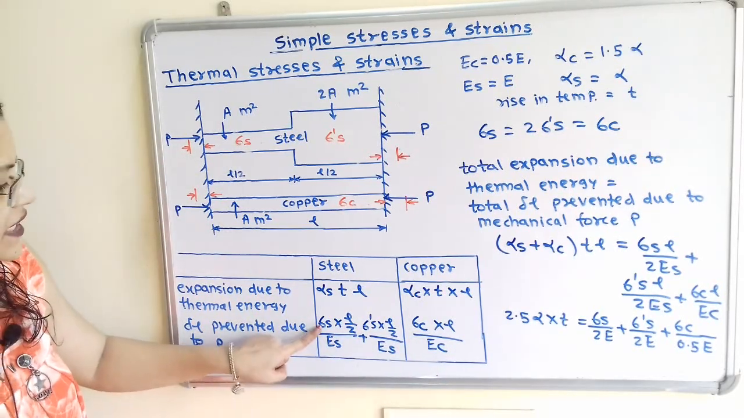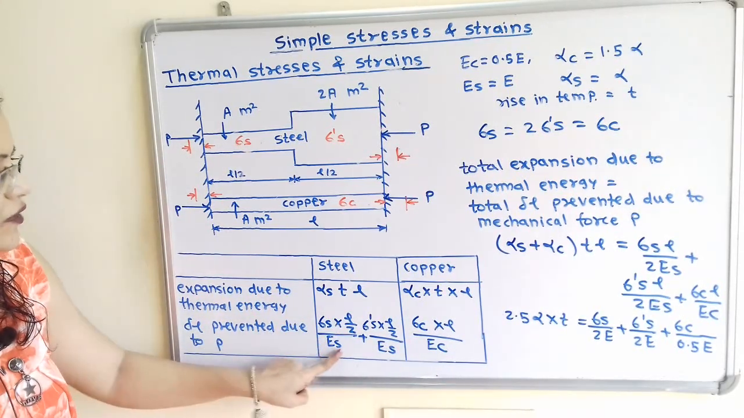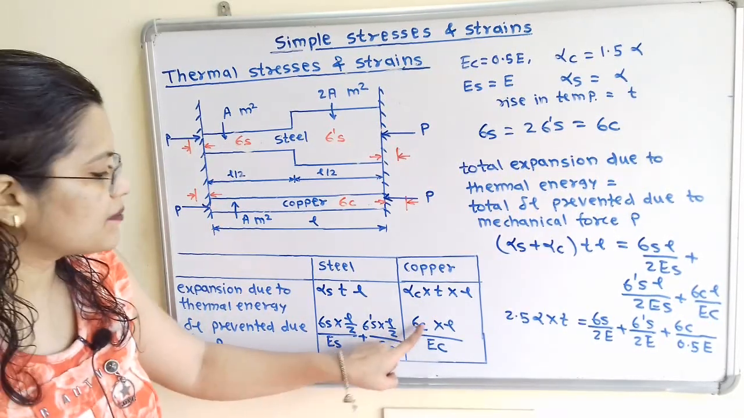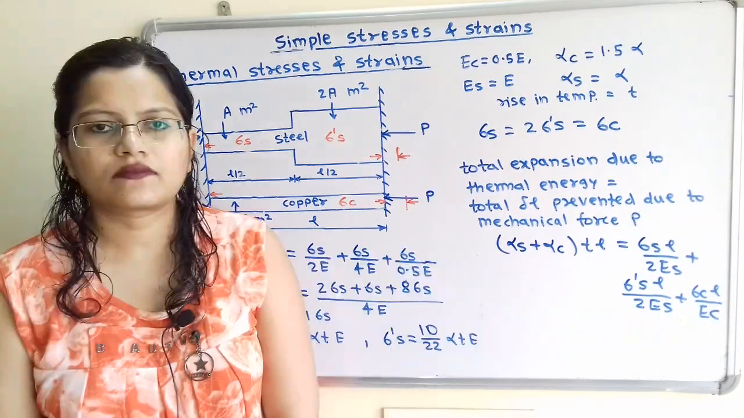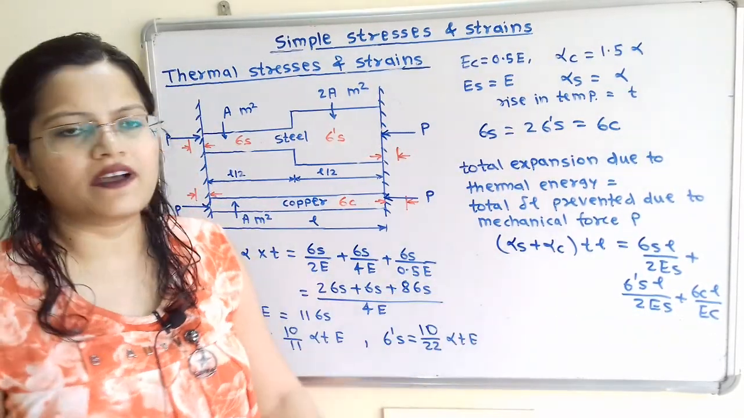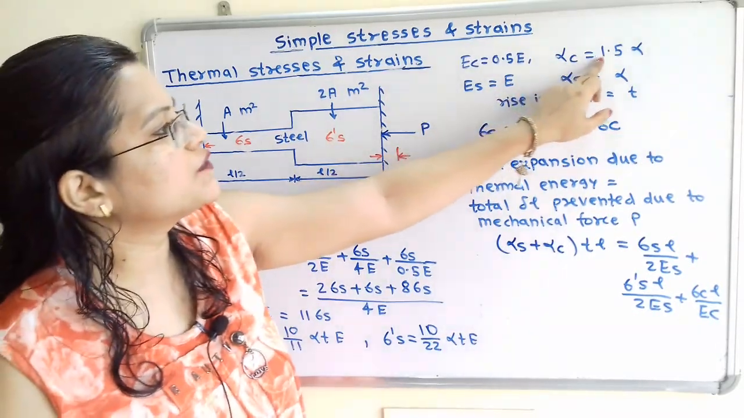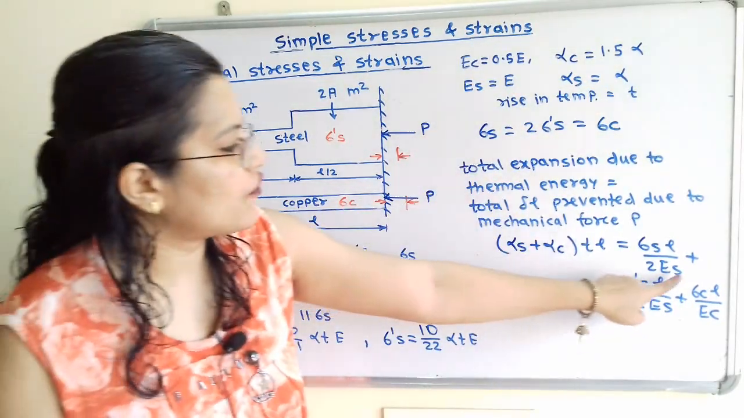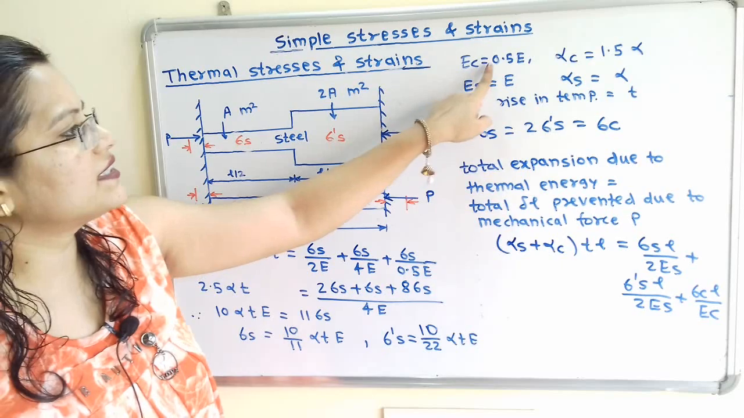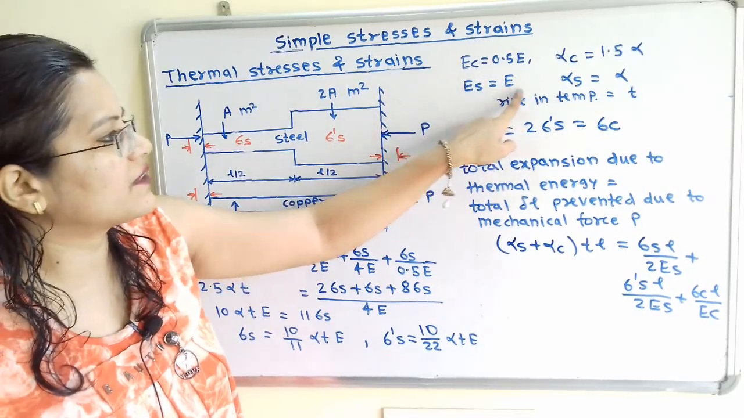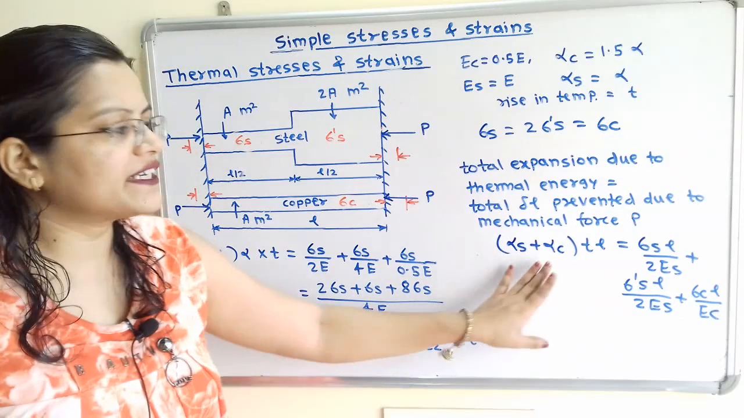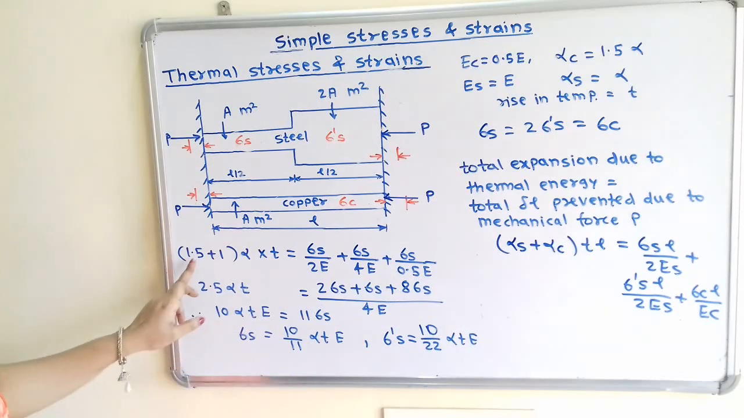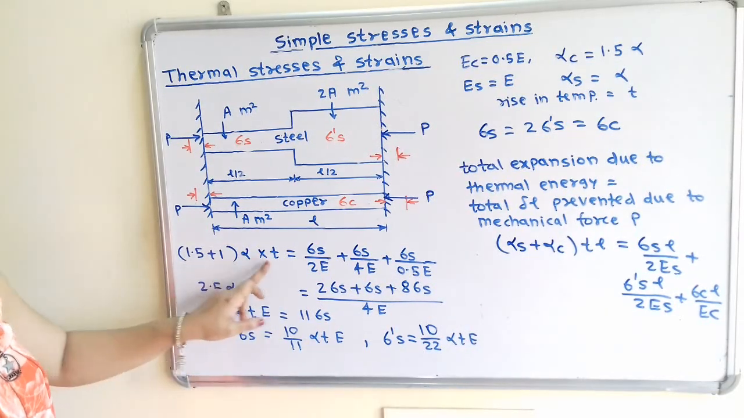So we will write sigma S multiplied by L divided by 2ES plus sigma dash S into L divided by 2ES plus sigma C into L divided by EC. The values of alpha S and alpha C are mentioned in the question: alpha C is 1.5 alpha and alpha S is equal to alpha. In the same way, the values of ES and EC are also mentioned: EC is equal to 0.5E and ES is equal to E. So we will put the values and rewrite this equation. This 1.5 alpha plus 1 alpha, that is 1.5 plus 1, gives 2.5 alpha T.